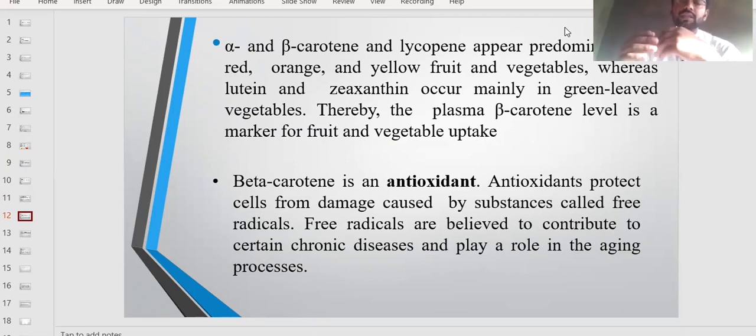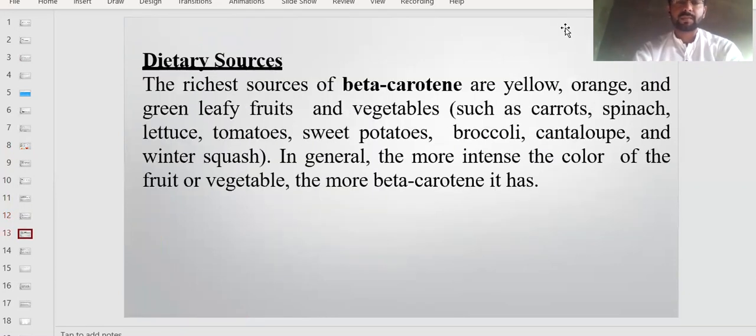Second, beta carotene is also an antioxidant. Antioxidants protect the cells from damage caused by substances called free radicals. Free radicals are believed to contribute to certain chronic diseases and play a key role in the aging process.